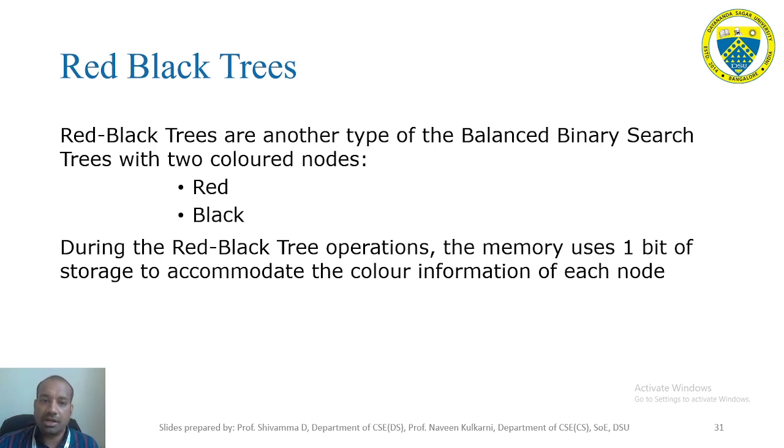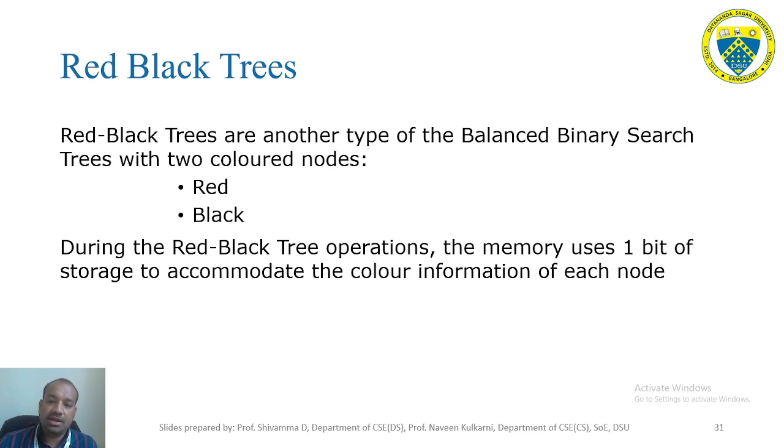AVL trees are height balanced binary search trees, we can call, and the issue in the AVL tree is that an AVL tree will always favor the search time complexity of big O of log n. It is also called a strictly balanced binary search tree. And the problem with the AVL tree is the calculation of the balance factor when each and every node is inserted into the tree. That is the first problem.